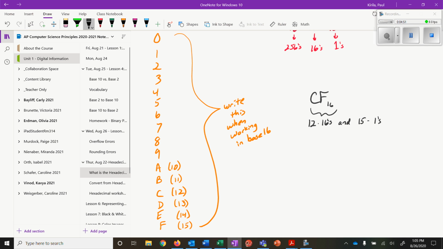Now I could sit there and try to figure out what is 12 times 16 and then add 15 ones to that, but there are faster ways of doing this.